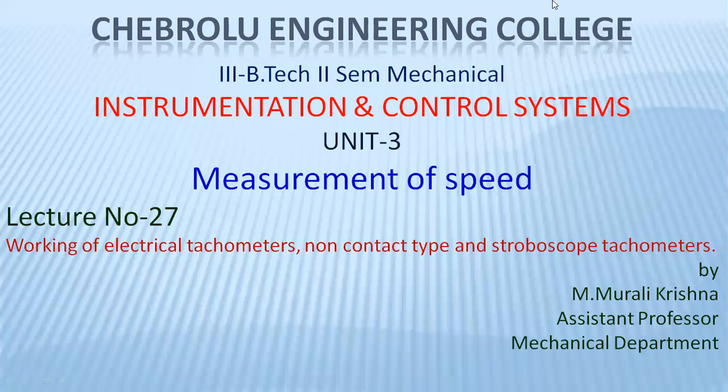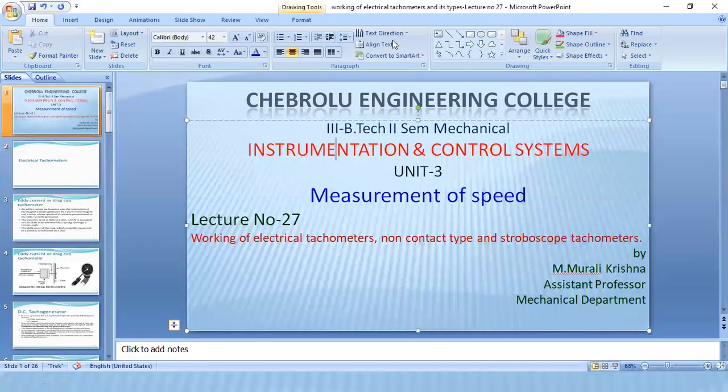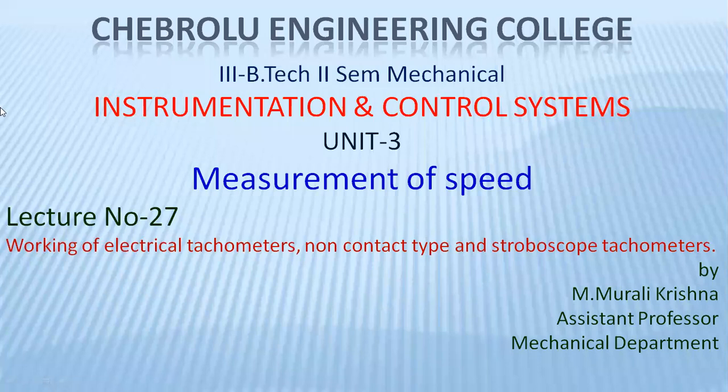In the previous class, we already discussed what a tachometer is, what the advantages and disadvantages of the tachometer are, what its applications are, and its classifications. And in mechanical tachometers, there are different types of mechanical tachometers used to measure the speed. Okay, so these are the different types of mechanical tachometers used in the measurement of speed.